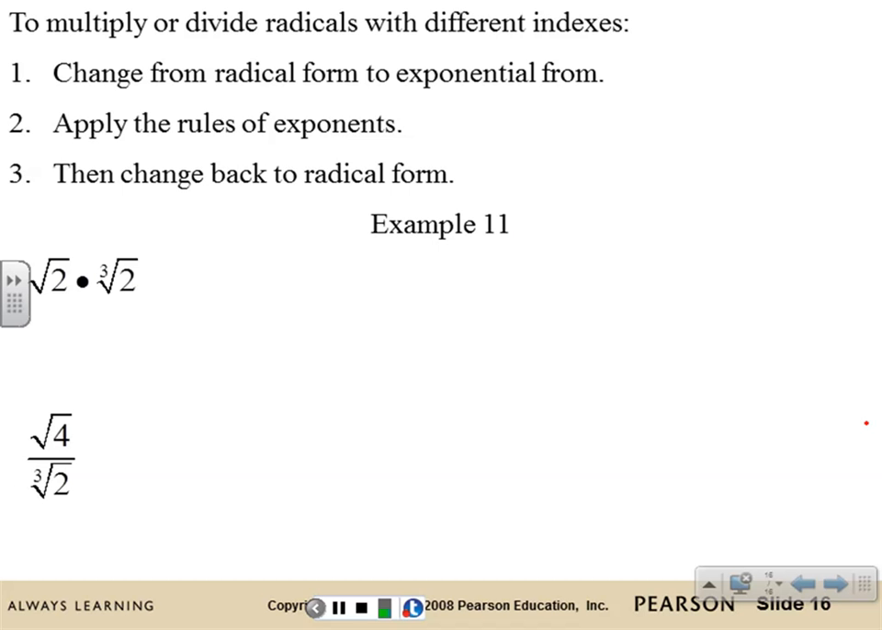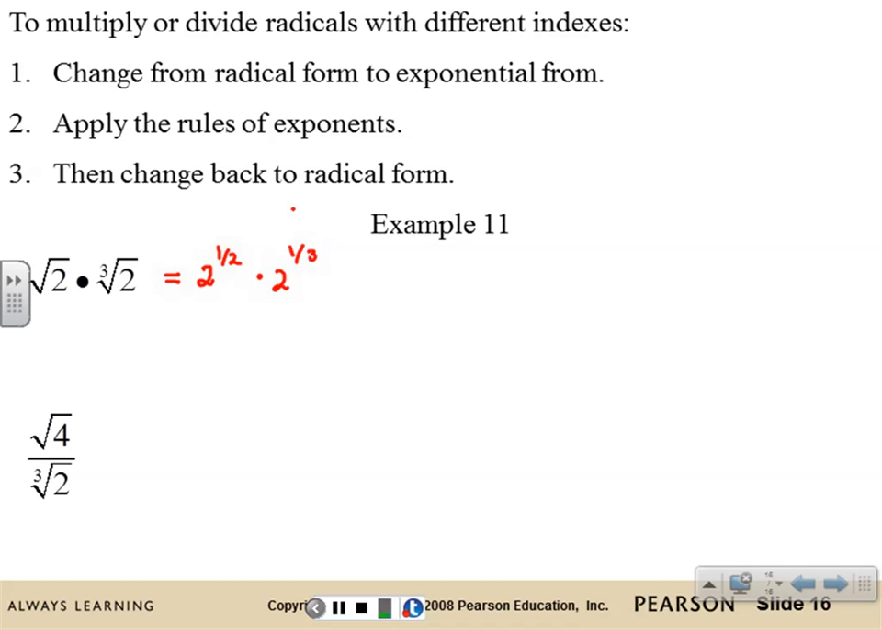So the last thing that we're going to talk about is how to multiply or divide radicals with different indices. So remember in the previous section, when you're multiplying and dividing radicals, you've got to have the same index. But what happens if you don't have the same index? Well, hopefully you'll have the same base. So watch this. When you multiply or divide radicals with unlike indices, then you've got to get your radicands or your bases to be the same. And once you have your bases the same, you're going to change it to fractional exponents.